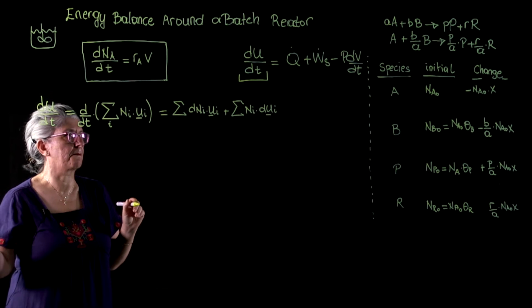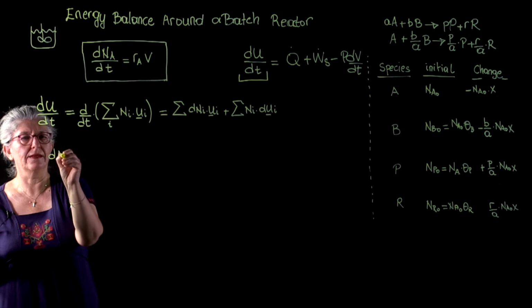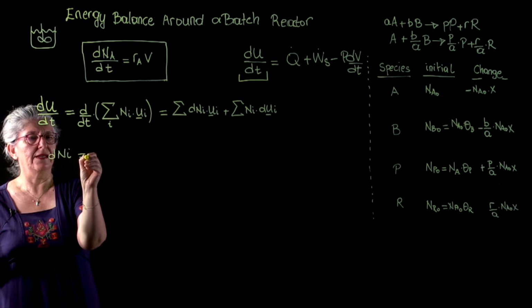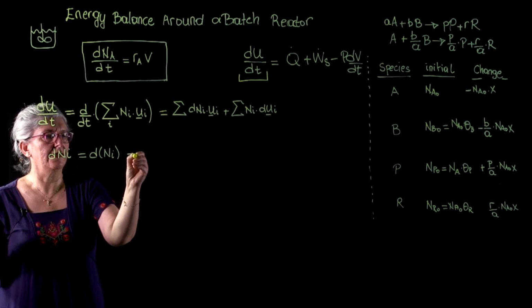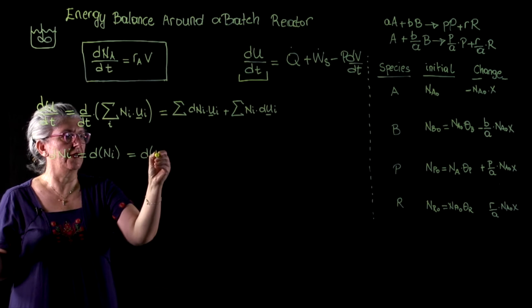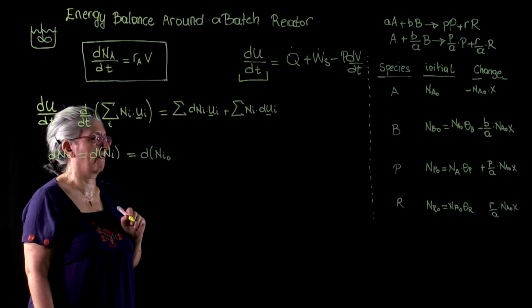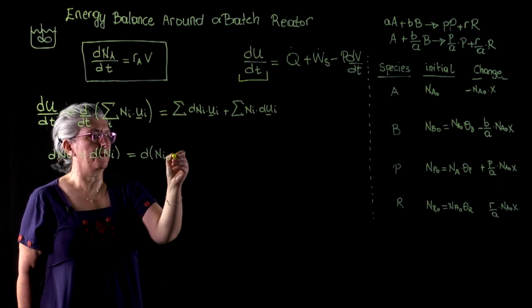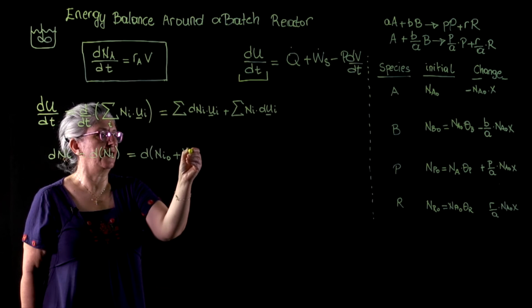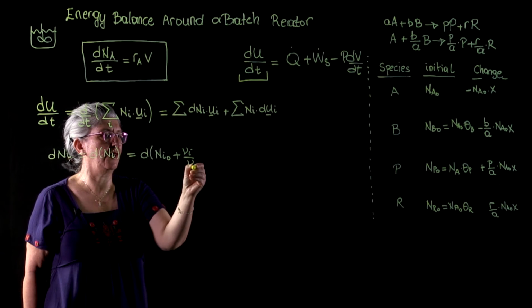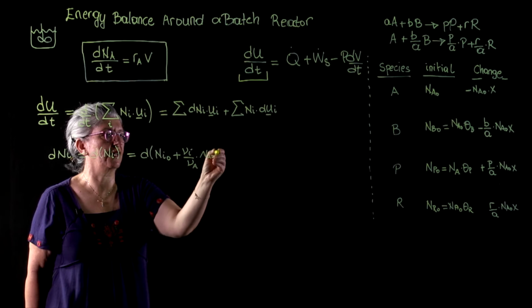Now let's see. d ni. What is it? It is d of ni0 plus nu i over nu A times NA0 x.